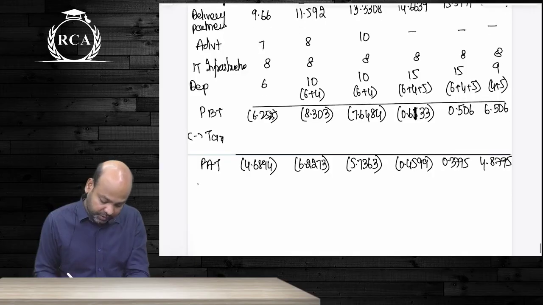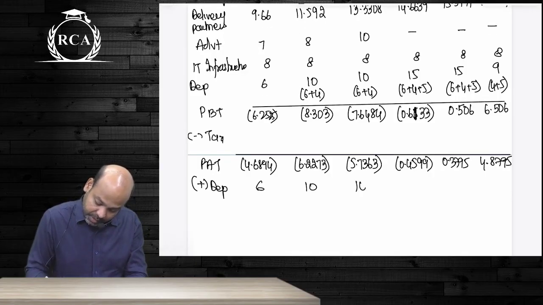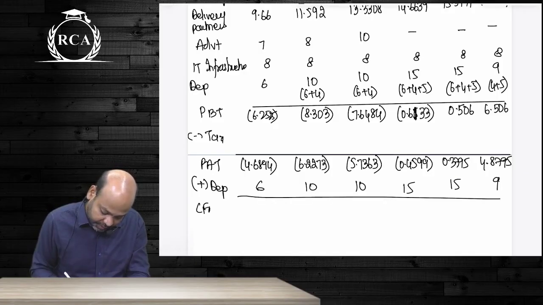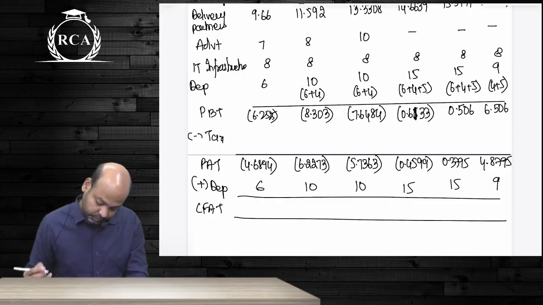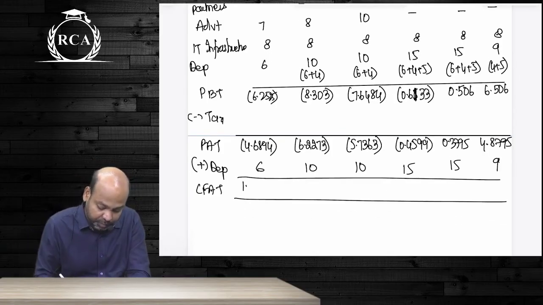8795. To this you will add back what better? Depreciation. 6, 10, 10, 15, 15, 9. You will get CFAT.